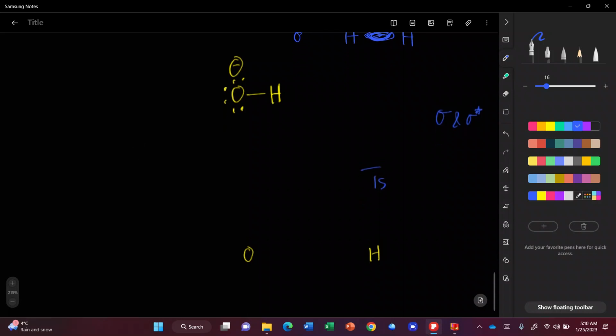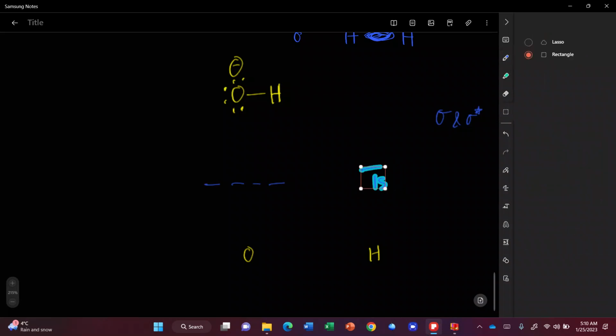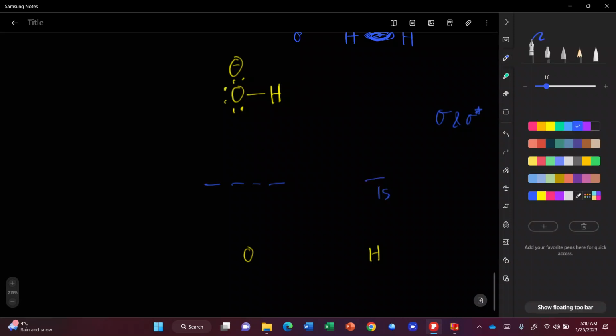And the oxygen has 1, 2, 3, 4 bonding domains. Therefore, it's going to be sp3 hybridized. So the oxygen is going to have 4 sp3 orbitals. For now, I'm going to draw them perfectly on the level of the hydrogen 1s orbital, but I'm going to change that as I get on with this.